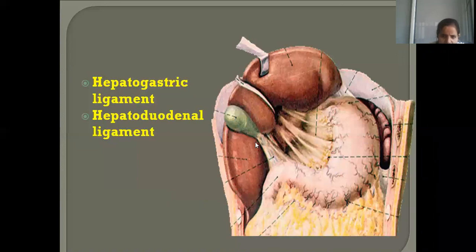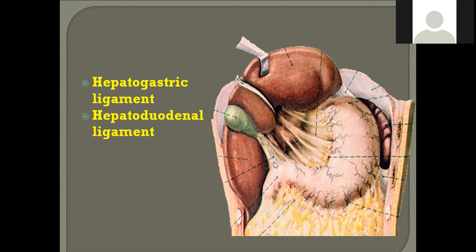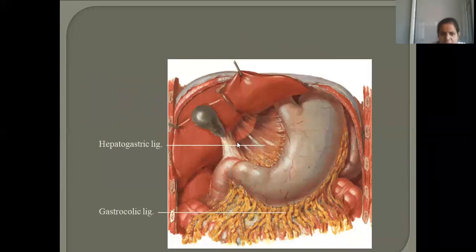What is the name of this thickening, from the first part of the duodenum to the liver? What do we call it? Hepatoduodenal ligament. Very good. Hepatoduodenal ligament. You are finding one thickening from the stomach to the liver also. What do we call it? Hepatogastric. Hepatogastric ligament. Okay. Same thing is shown.